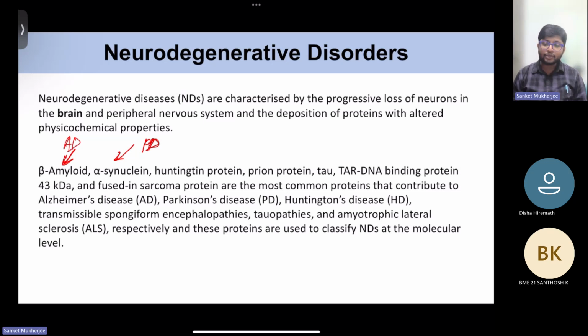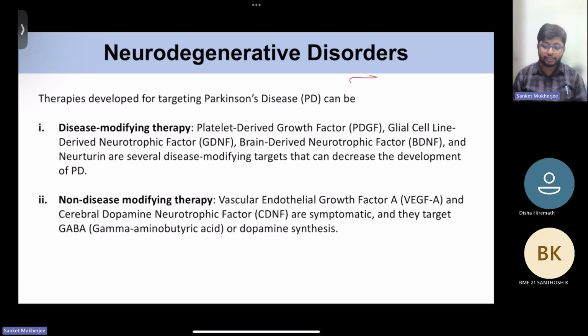Now, in case of the therapies that are involved for neurodegenerative disease, there could be the disease modifying therapy, where you have platelet derived growth factors, glial cell line derived neurotrophic factors, or brain derived neurotrophic factors. These are several disease modifying targets that can decrease the development of, let's say, neurodegenerative disease like Parkinson's.